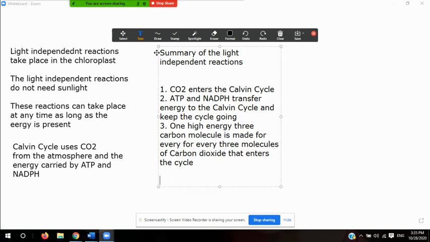The fourth step is that two high energy, three carbon molecules are bonded together to make a sugar. And what I mean by high energy is just that they have high energy.